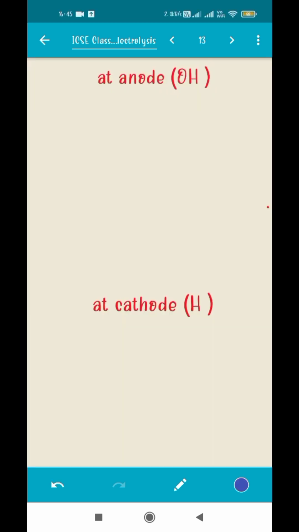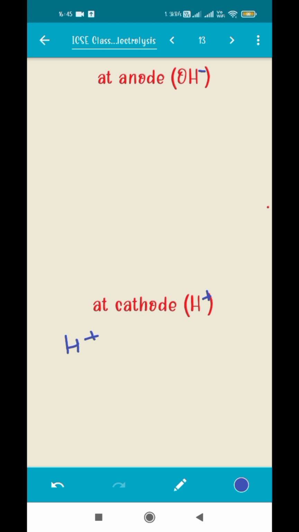Okay, so now let's see what happens at the cathode region and what happens at the anode region. What are the reactions? Again, I would urge you to write the reactions along with me so that you have a better understanding of the topic. At the anode, obviously the OH minus ions are going because they are the negatively charged particles, and at the cathode H plus ions are going since they are the positively charged particles. So what happens at the cathode?